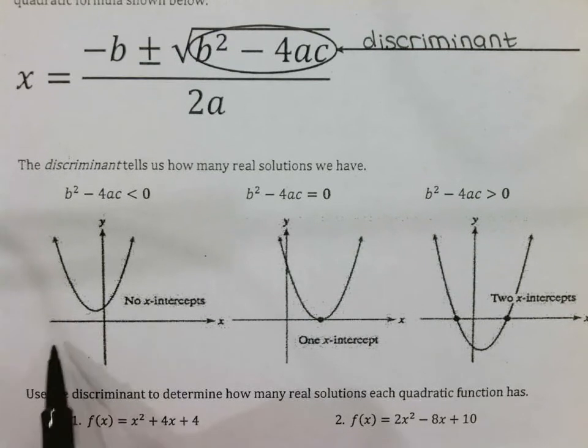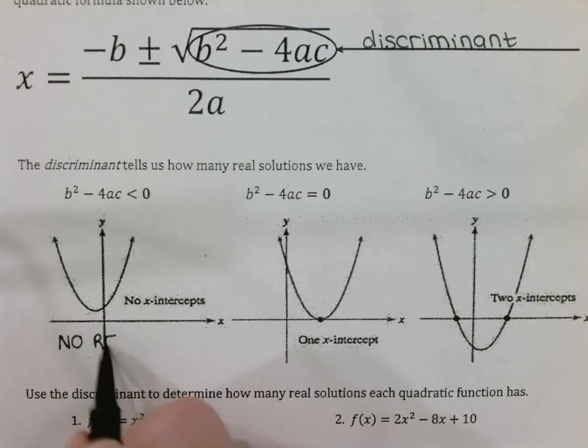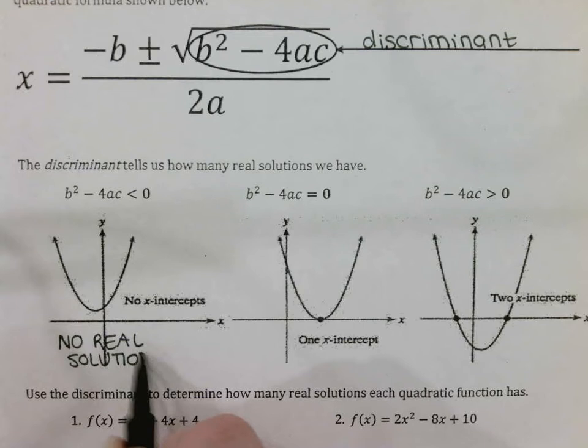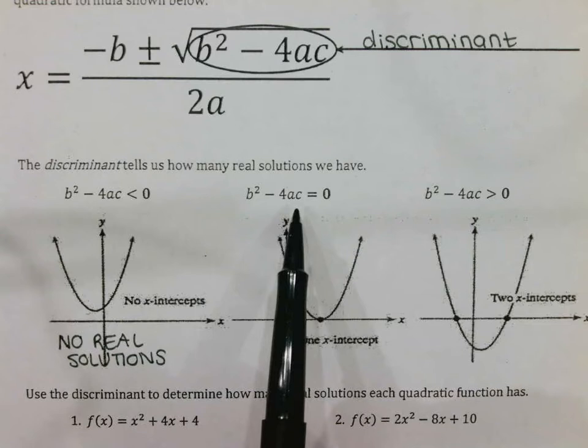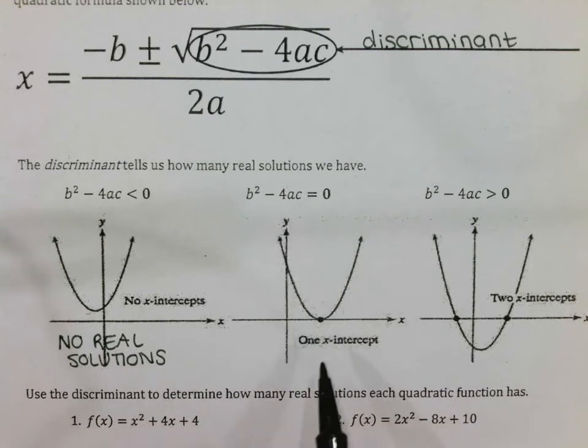So if it doesn't go through, that means there are no real solutions. There are some imaginary solutions that we'll get to, but right now we're just focusing on the real solutions. In this case, no real solutions. If our discriminant, b squared minus 4ac, is equal to 0, our graph could look something like this, where we have exactly one x-intercept. So that means we have one real solution.